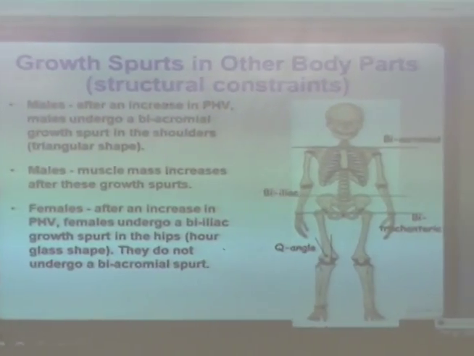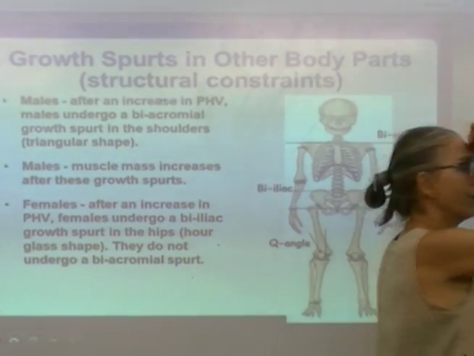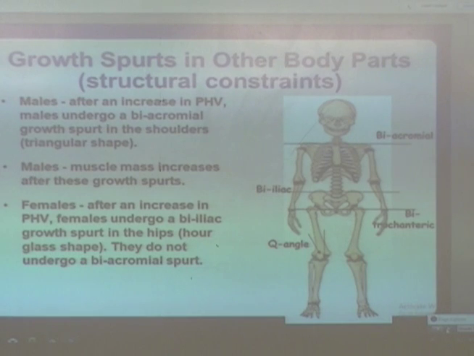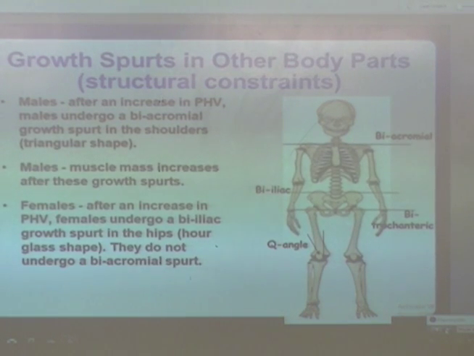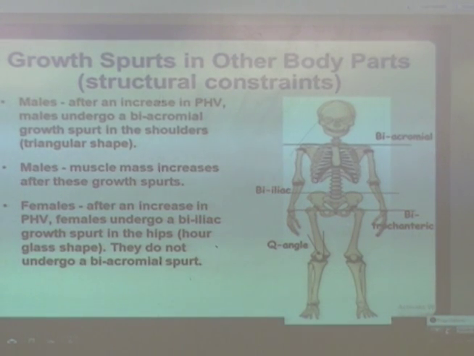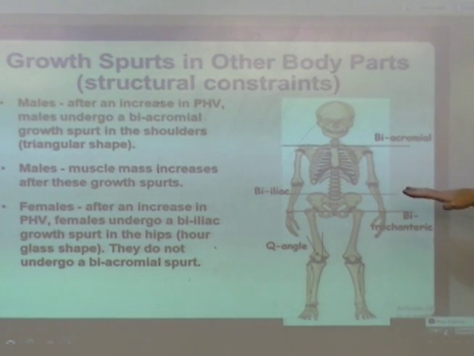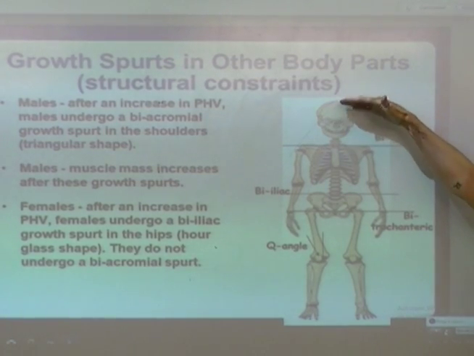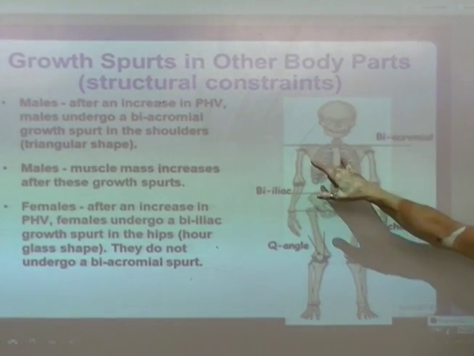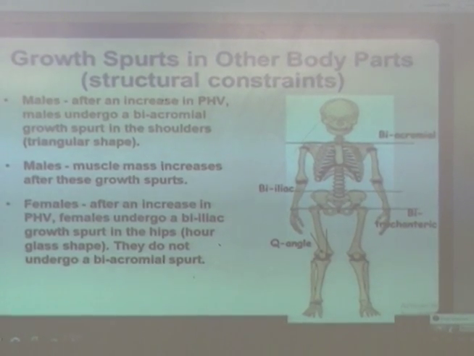So what other growth spurts do we see? We don't just see height. It's the one that we notice maybe because it's normally the first one to happen, but it's not the only one. Then we start to see differences depending on whether we're looking at a male or a female. For the boys during puberty, once they've had their peak height velocity, they're all tall and lanky.